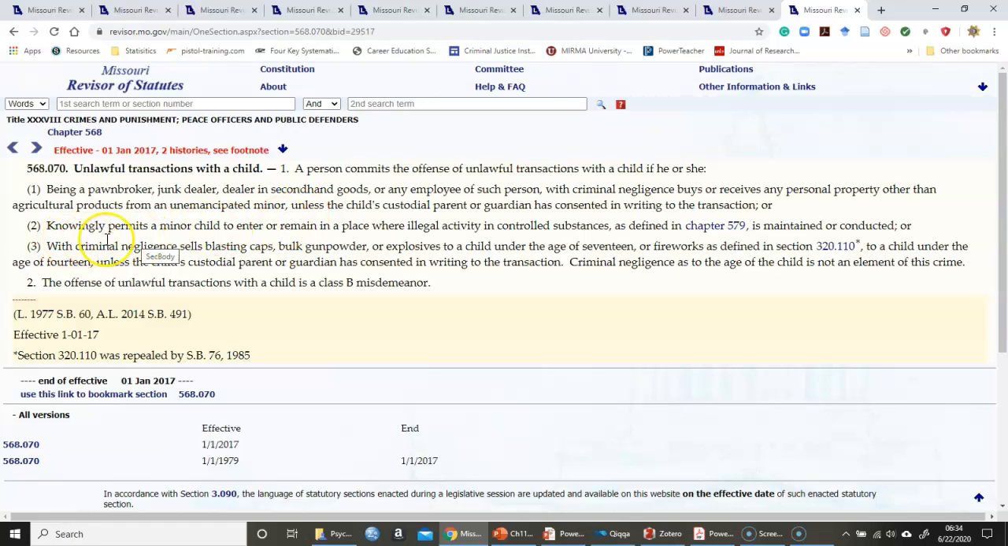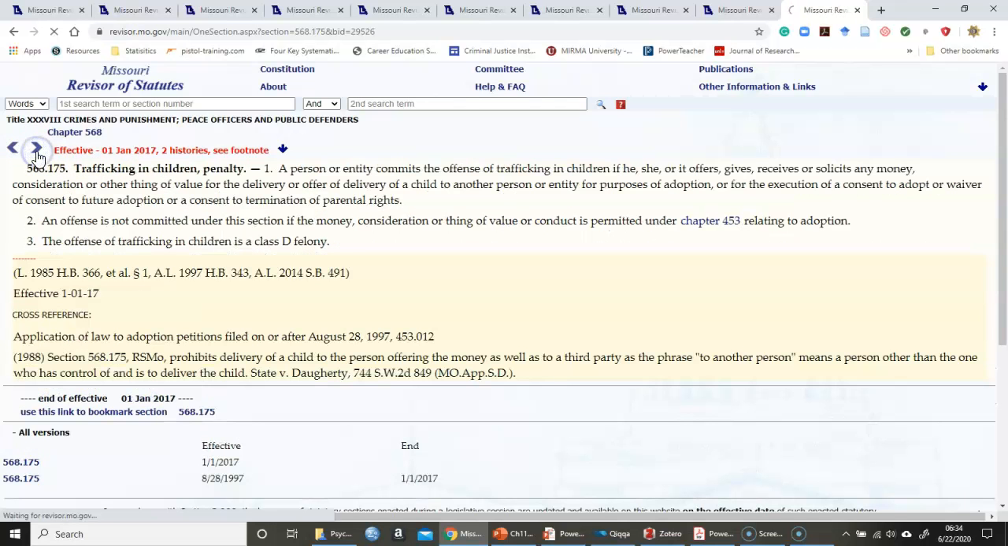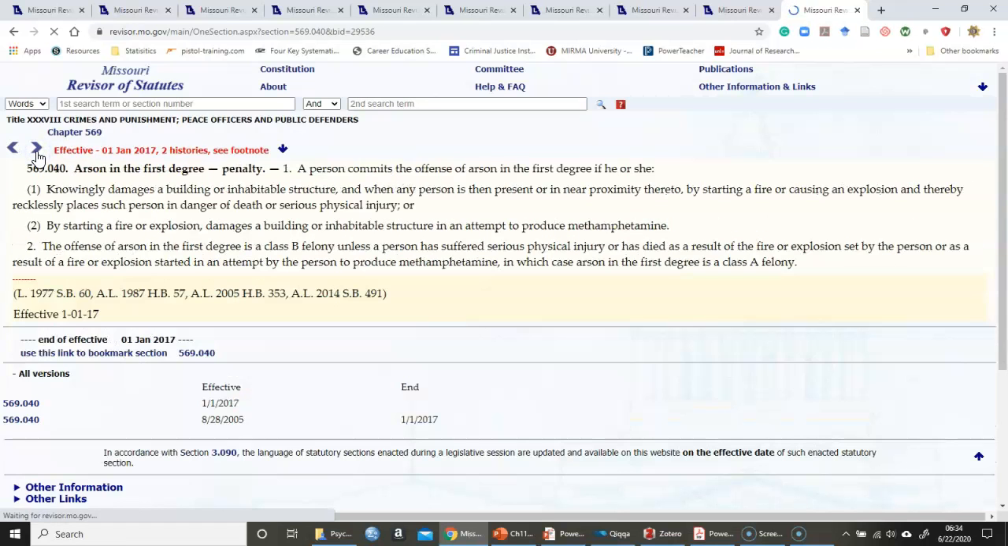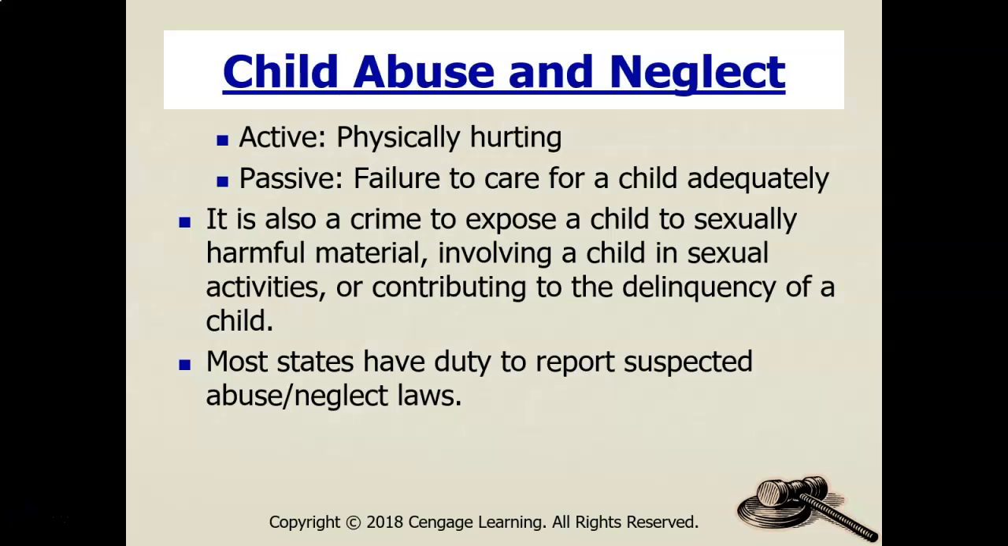Where I would use it is knowingly permits a minor child to enter or remain in a place where illegal activity and controlled substances. So it's kind of in an odd place as far as looking up a statute, but if you have a house where there's a lot of illegal activity going on, and the parents knowingly let that child enter or remain in that place, you could actually use this unlawful transaction with a child statute. Trafficking in children, and other statutes that you can follow up as you work your way through the RSMo on the child cases.